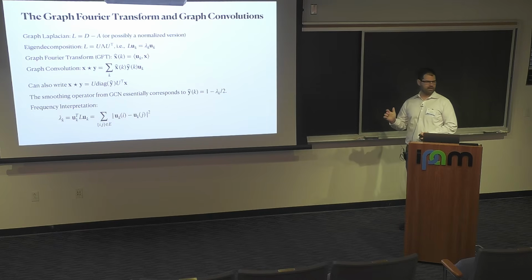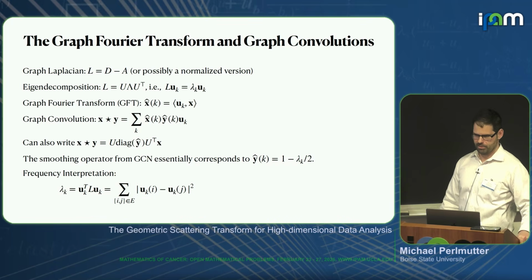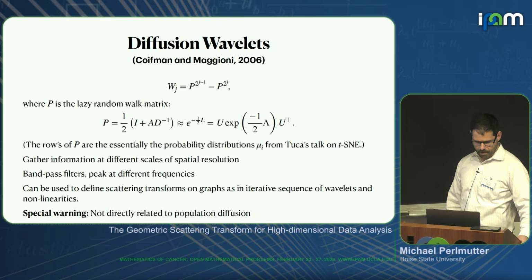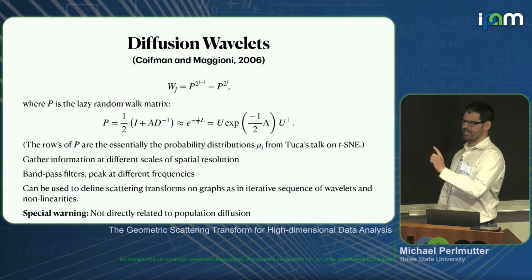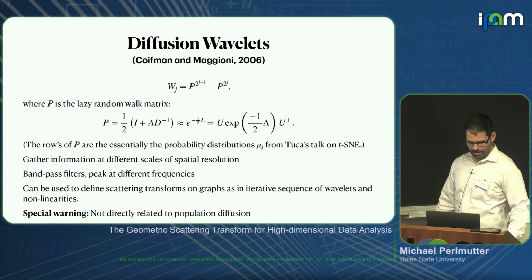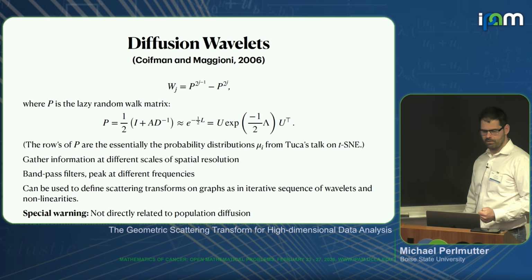Another thing which is worth noting is that in the classical case, the eigenvalues correspond to frequencies of the sine waves. And without going too far into it, that analog does carry over to the graph setting as well, which you can see from looking at the associated quadratic form. In any case, now I'm going to get to the point where I define diffusion wavelets.